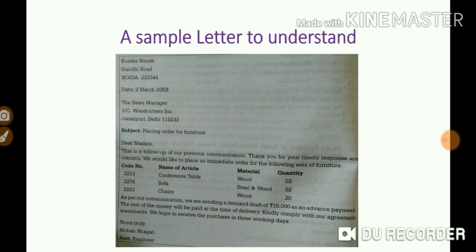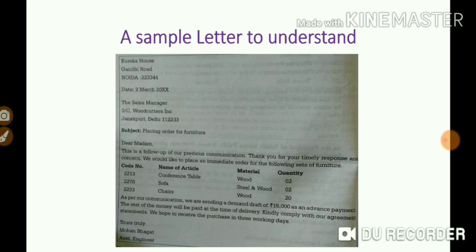And accordingly, now he comes to the second paragraph. In the second paragraph, you can see that he has given the details of the order. In details he has written code number, the name of the article, material, and quantity. As I told you, the name of the article is conference table, of which material it should be, wood. And how many quantities of conference table are required, 2.